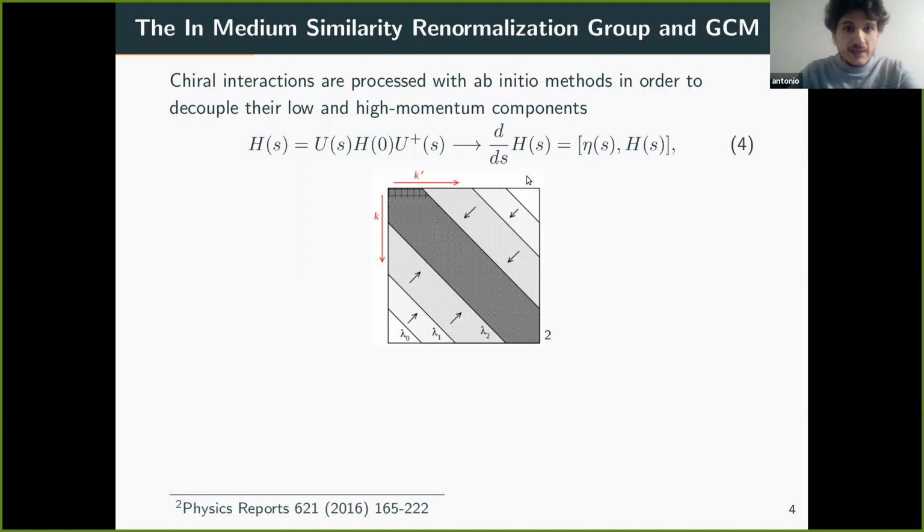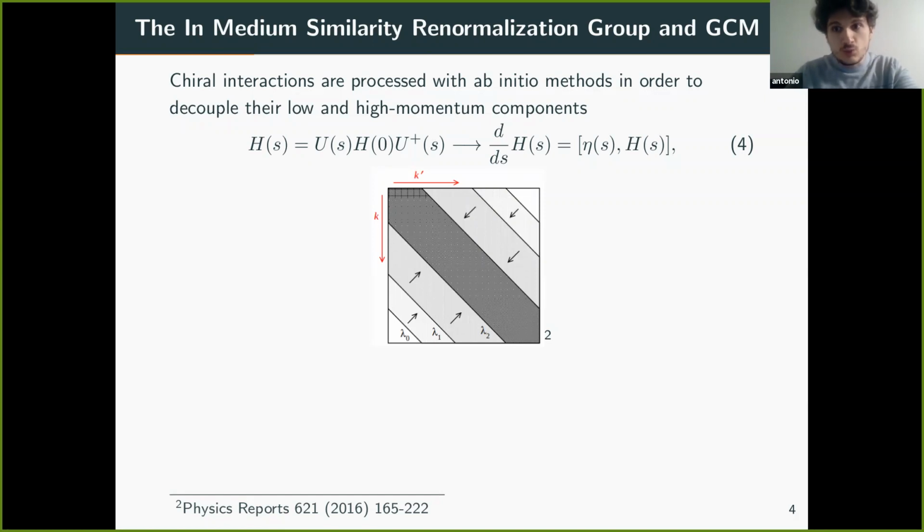This Hamiltonian is obtained by solving this differential equation, which depends on this object eta, which is called the generator. There are several choices for this generator, but usually it can be taken as a commutator between the diagonal and off-diagonal parts of the Hamiltonian. Now, it is called in-medium because it's applied in nuclei, but you can apply this similarity renormalization group to a matrix. Imagine this is a matrix, and then you can obtain the eigenvalues of that matrix. So it's another way of diagonalizing a usual Hamiltonian matrix.